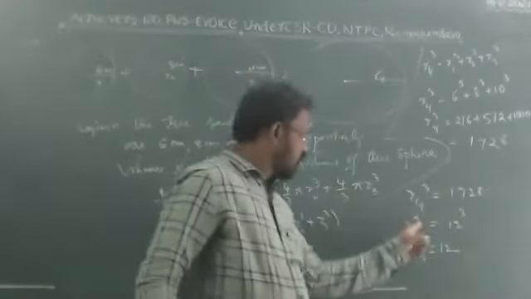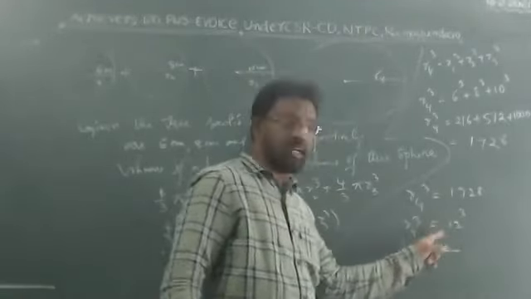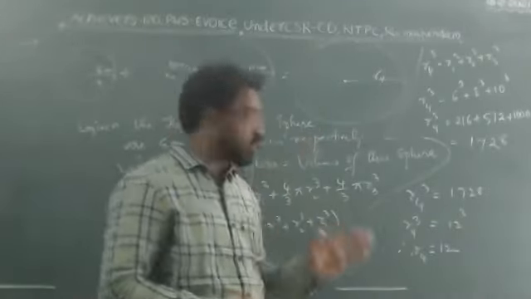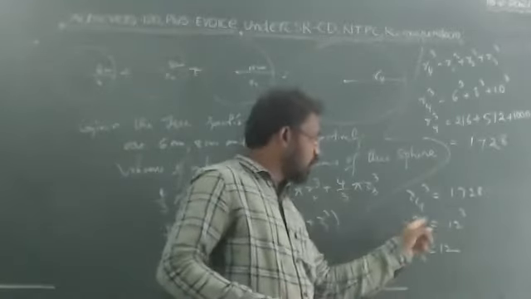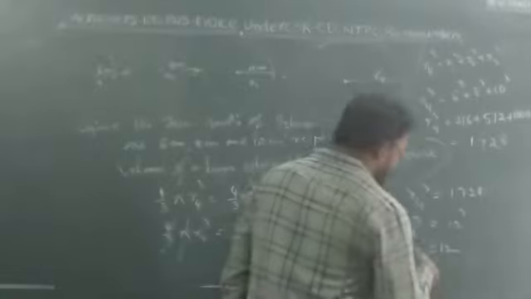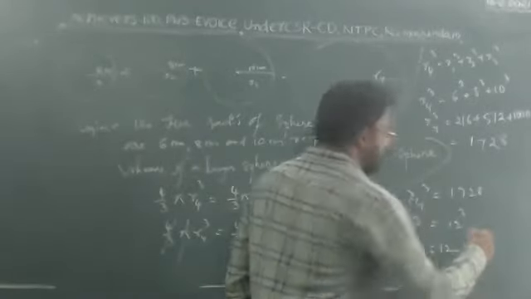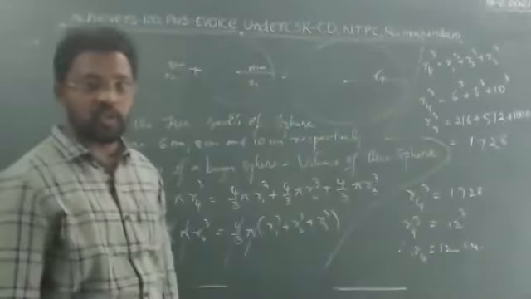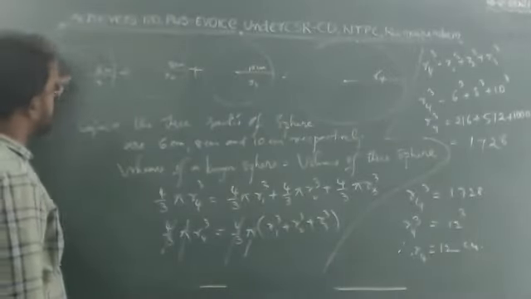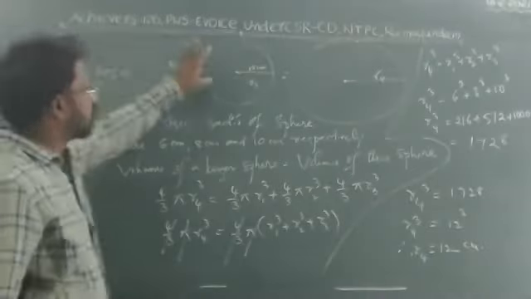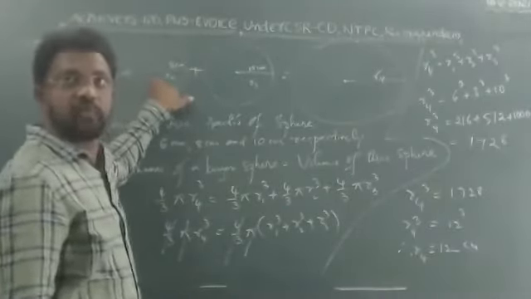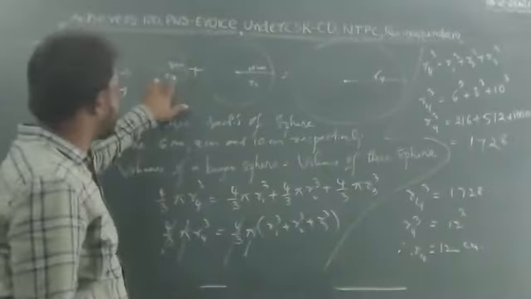Since the equal to symbol is there, by the method of exponents, the cubes are equal, so you can equalize the bases. So R4 is equal to 12 centimeters. This is for all the three spheres with the different radii, 6 centimeters, 8 centimeters, and 10 centimeters.